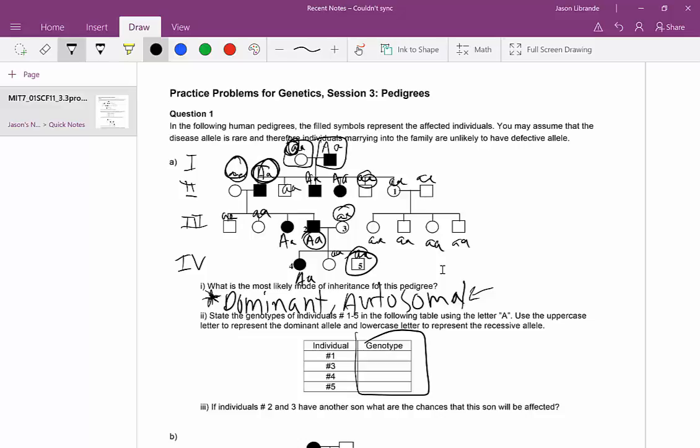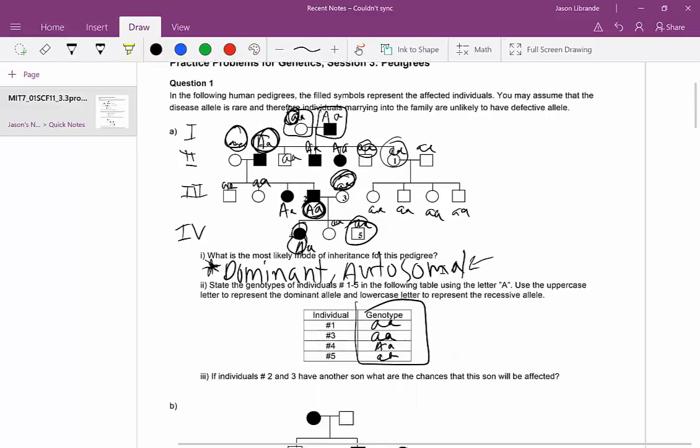So let's look at individual number 1. So we know since they're unaffected, they're lowercase a, so the homozygous recessive. Individual 3, also unaffected. Individual 4, so we know that we have an unaffected parent, so they must have at least one recessive allele. But they are affected, so they must have one uppercase allele. So uppercase A, lowercase a, and number 5, they're unaffected, so lowercase a, lowercase a. So a pretty straightforward pedigree, not too challenging.